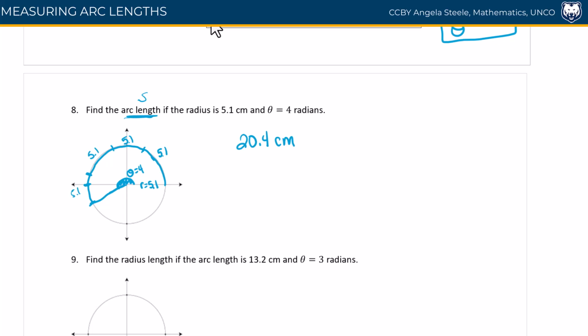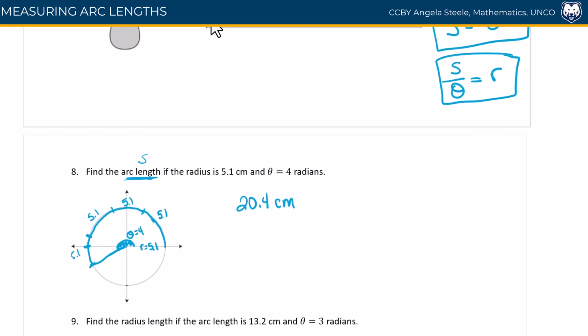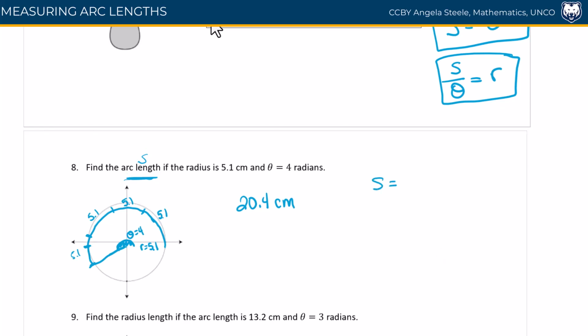So that does match our formula previously, that if we know our radius and our theta, or the angle measure, we can use our formula. Arc length equals theta times r, which means we're going to take 4 multiplied by 5.1. And notice that makes sense. We took 5.1 centimeters and we did that 4 times. So it makes sense to do 5.1 multiplied by 4.